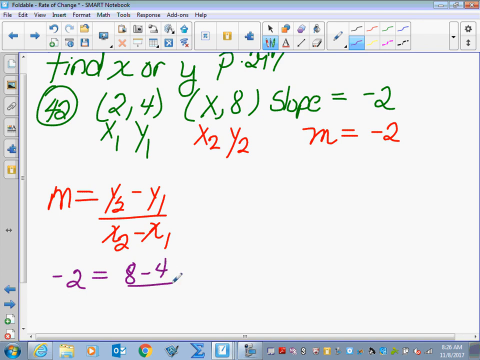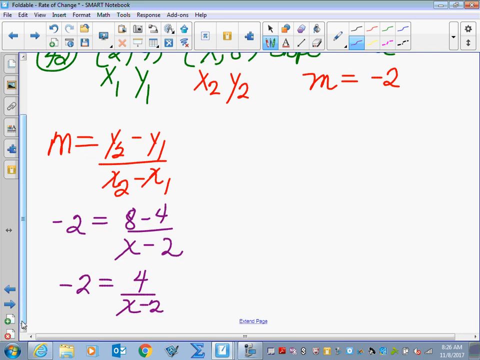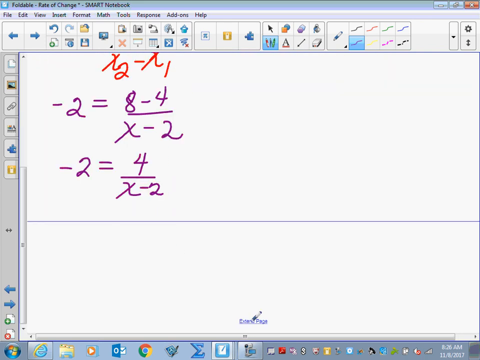My x sub 2 I do not know. We're just going to call it x. Minus x sub 1, which is 2. So really this comes out to be a nice equation, okay, that you're solving for x. So you're going to simplify the 8 minus 4. So I just simplified the top to 4. 8 minus 4 is 4.